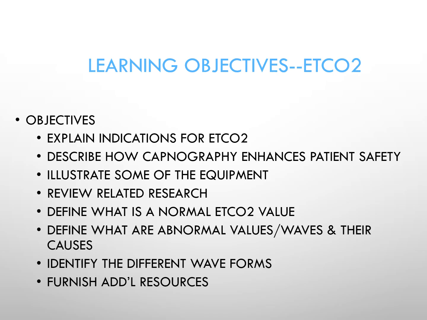We'll review related, basically normal end-tidal CO2 values. So in order to understand what's abnormal and their causes, a good starting point is to really look at what a normal value looks like, and what the capnograph, the graph part, the graphic illustration of it, is. What is a normal value and what does a normal waveform look like? From there, we'll build on that. And we'll talk about defining what are abnormal values, their waves, and most importantly, their causes.